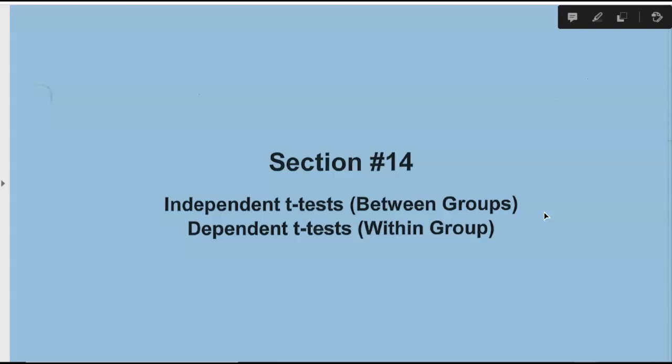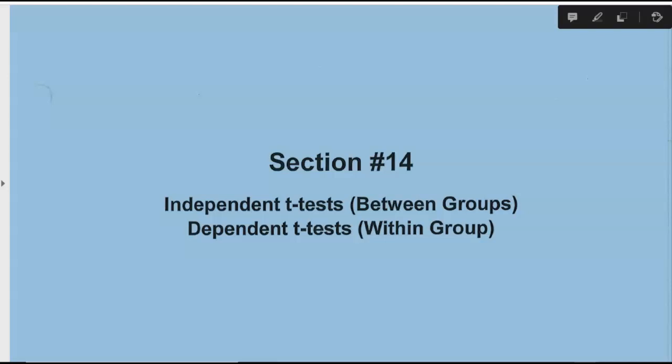But a dependent t-test is the same group before and after something happens to them. That's called a within-group design. For example, before and after they take a new medicine, before and after they receive counseling, before and after they get tutoring. So it's still a t-test, but it's one group before and after.